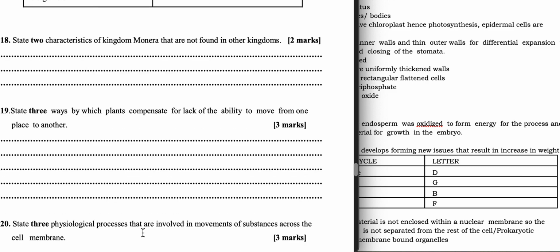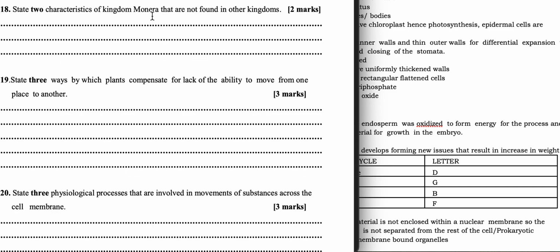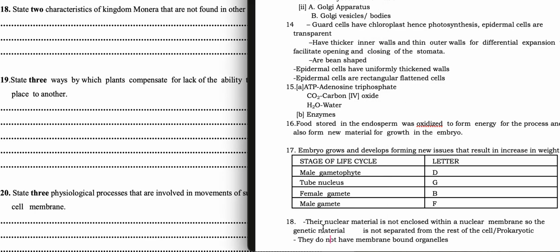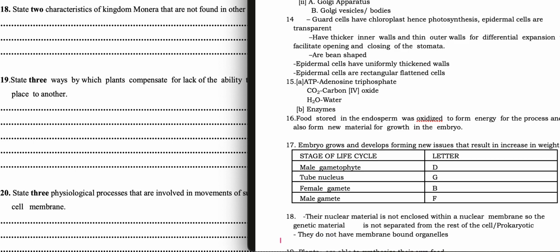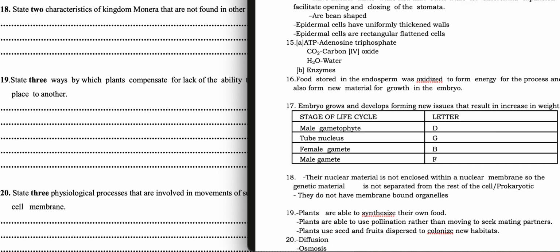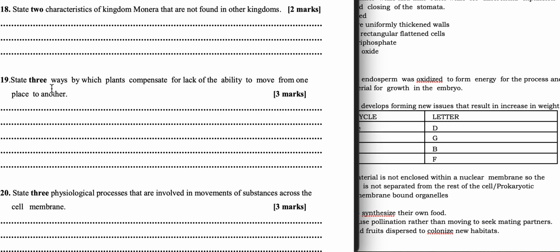Question 18. State 2 characteristics of kingdom Monera that are not found in other kingdoms. Their nuclear material is not enclosed within a nuclear membrane, so the genetic material is not separated from the rest of the cell. They do not have membrane-bound organelles.